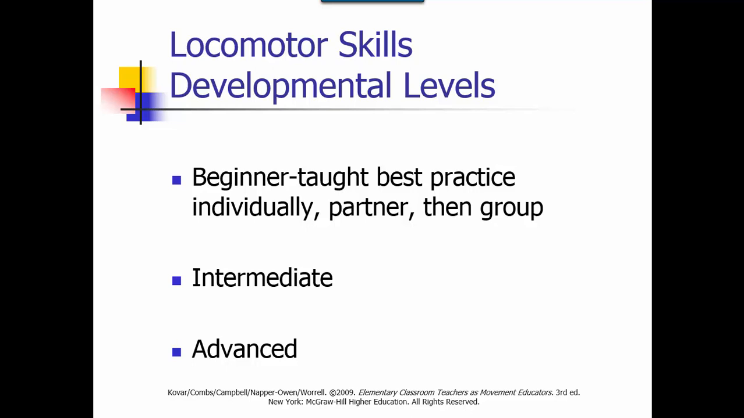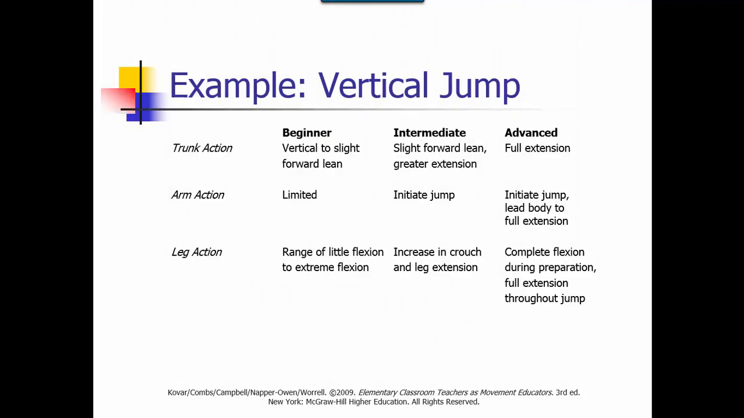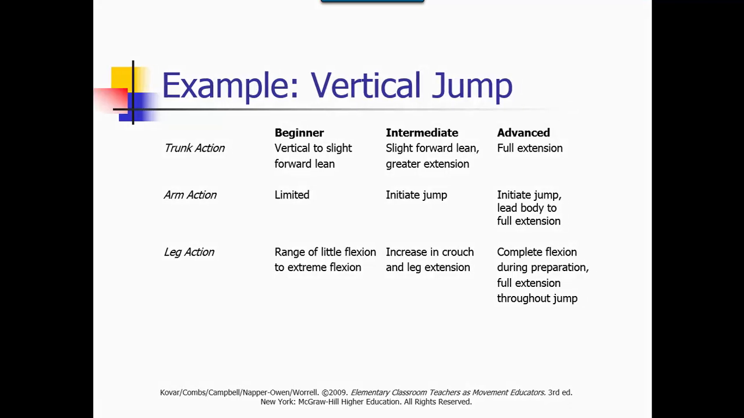We have the beginner level, which will be best taught, if you can remember from the last chapter, individually, with a partner, and then in a group, and then we're looking at intermediate and advanced. So we have an example here of a vertical jump, and this is what a beginner level would be, or an intermediate or advanced. So just take a look at this and understand what a beginner looks like, what an intermediate person looks like, and an advanced. Remember, it's not really truly based on age, but how skilled the mover is.